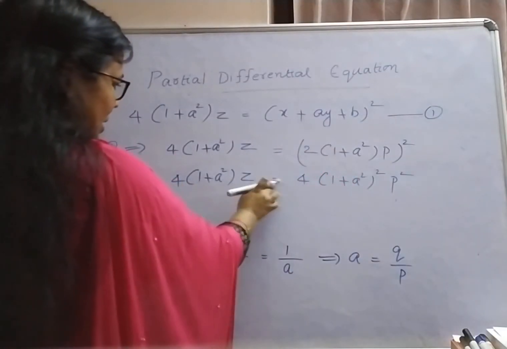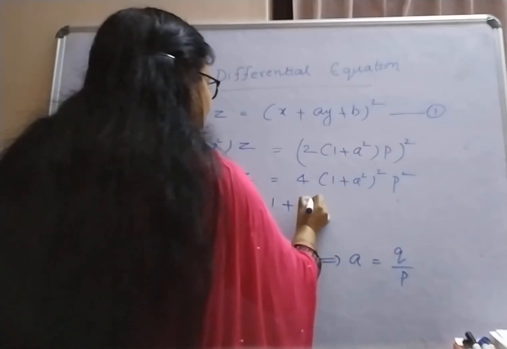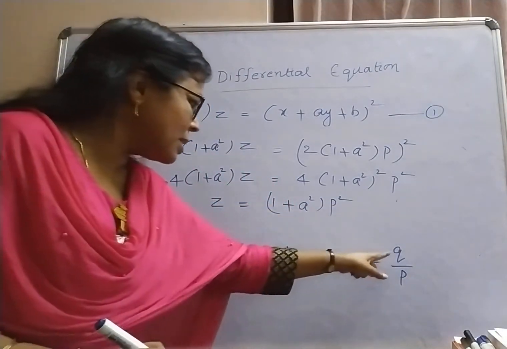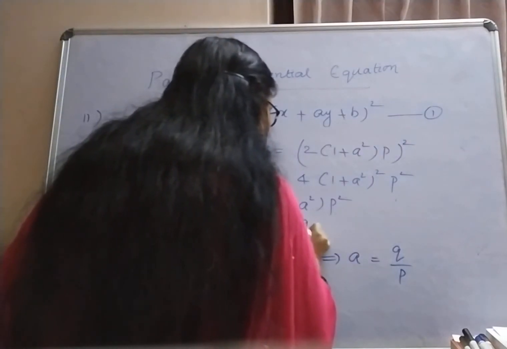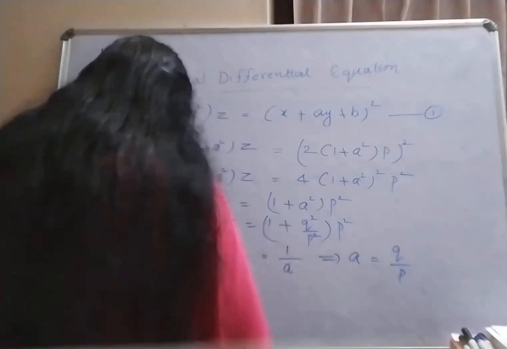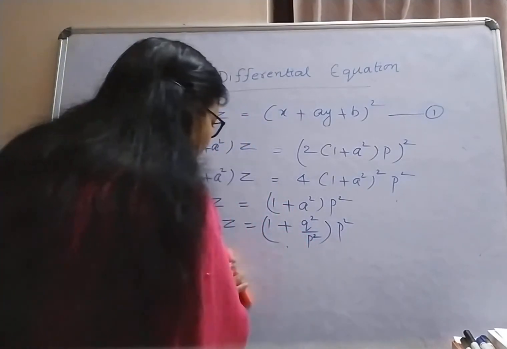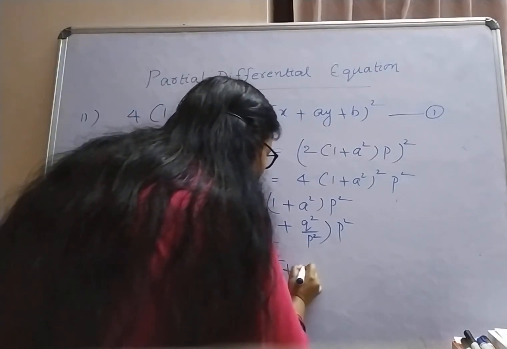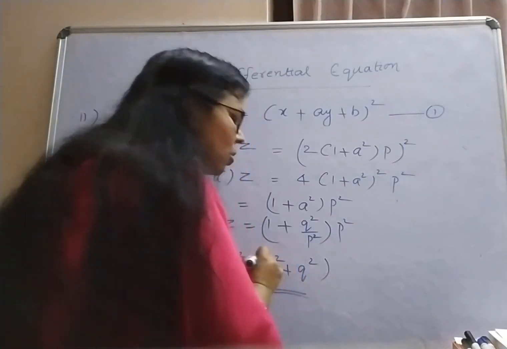4 will be cancelled. 1 plus a square will be cancelled. Then we get z equal to (1 plus a square) into p square. Then what about this a? a is q by p. Substituting this, z equal to (1 plus q square by p square) into p square. That is z equal to p square plus q square, which is the required PDE. Okay, thank you.